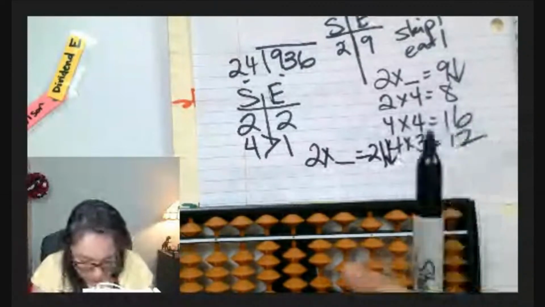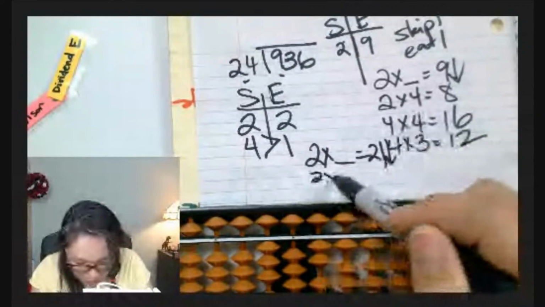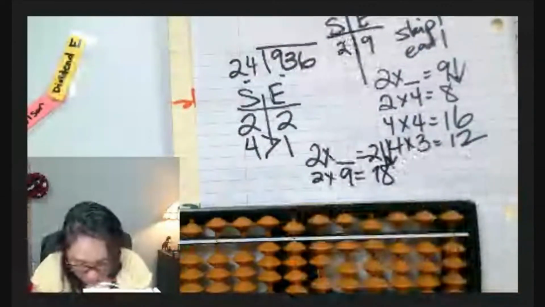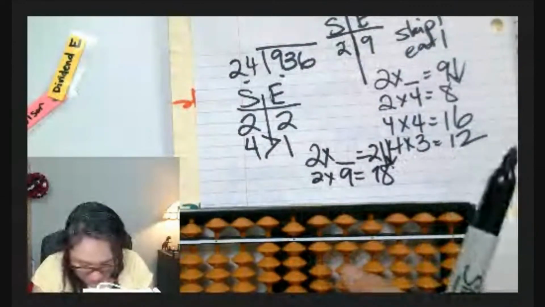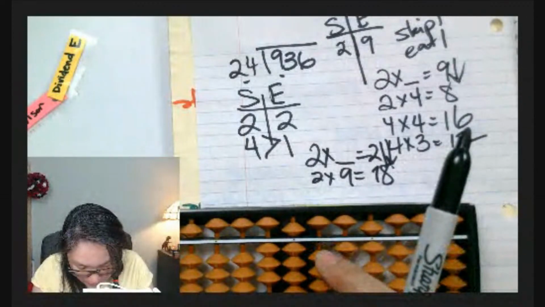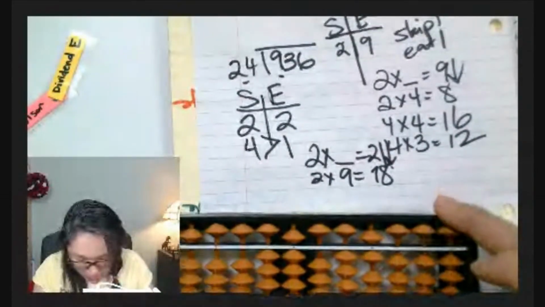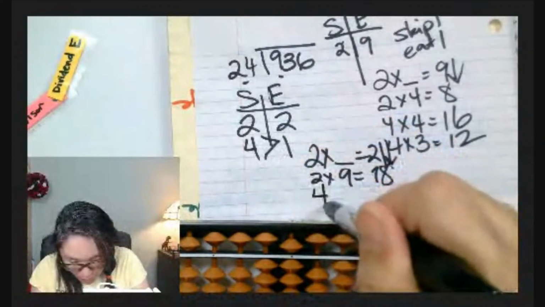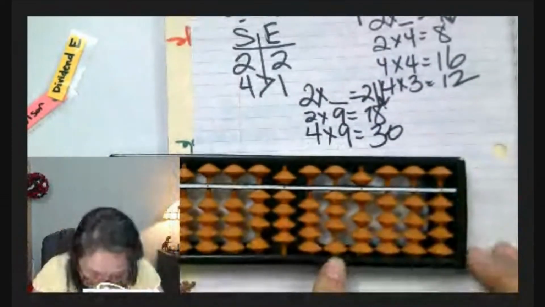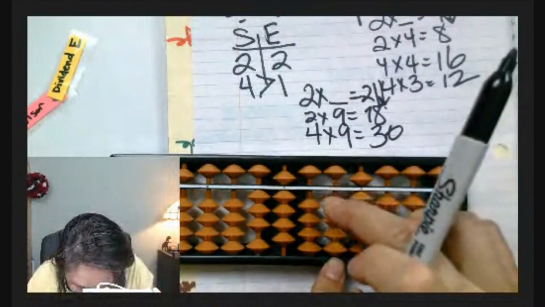Well, because we need to know that 2 times 9 is equal to 18. So 9, and then take away 1, take away 8. Minus the 10 plus the 2. There we go. So then we have 4 times 9 is equal to 36. So then our final answer is 36.